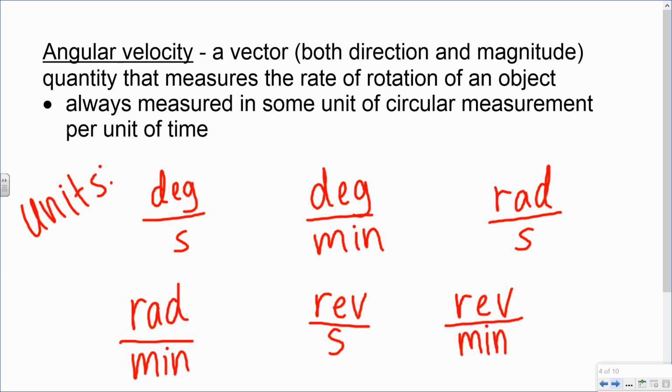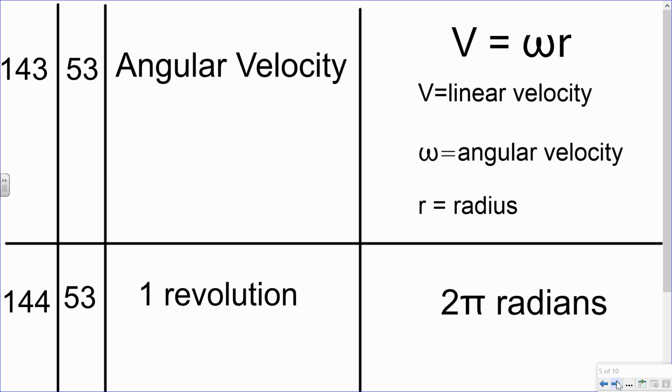So this formula is the formula that relates the linear and the angular velocity. V is the linear. It is in linear units, straight line. So things like miles per hour. This next letter is not a W. It is the Greek letter omega, and it means the angular velocity. So the linear velocity is going to be how fast something is spinning times the radius.